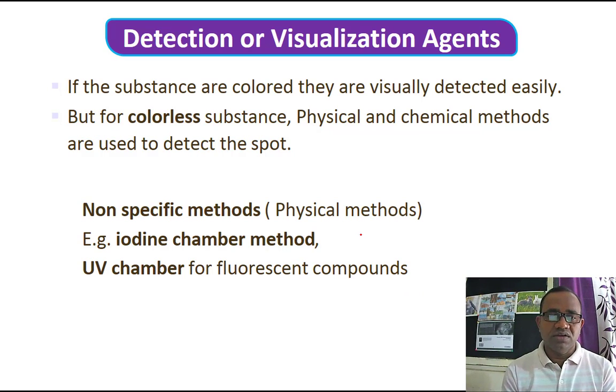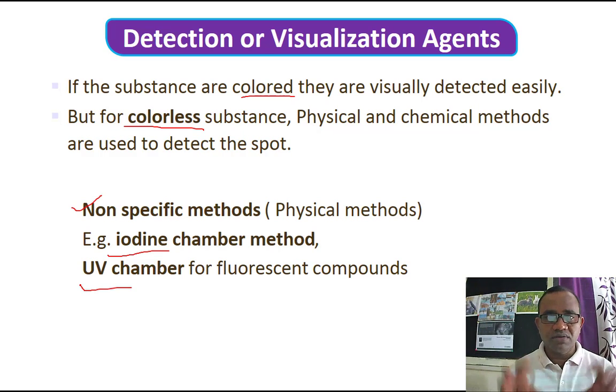After the development process has been done, we generally have to detect the samples. Okay, if the substances are already colored, then we don't need to do any detection methods, because we can already see the colored spots. But in the case of colorless substances, we have to use certain methods to make them visible or colored, right? So mostly we have non-specific methods. There are physical methods. Generally we use the iodine chamber method and the ultraviolet chamber.